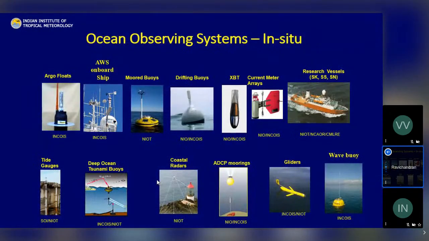So these are the different platforms we have been able to use in the last two, three decades, right? From tide gauges up to gliders, and most of the technology is being used by various institutions for sustained observations. And apart from that, we have a fleet of research vessels, Sagar Kanya, Sagar Nidhi, and Sagar Sampada. They are continuously measuring various parameters and helping with other experiments. So we are able to use so many instruments and technologies for the Indian Ocean Observing System.